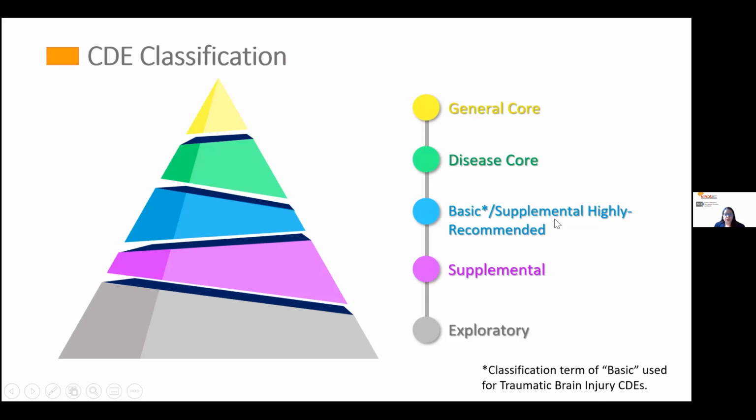So those are instruments that are very commonly used in the scientific community. Then we have the supplemental. The supplemental are instruments that are also validated. However, they're not that widely used. They may be specific to certain populations, to certain subdomains of that disorder, but they're still validated.